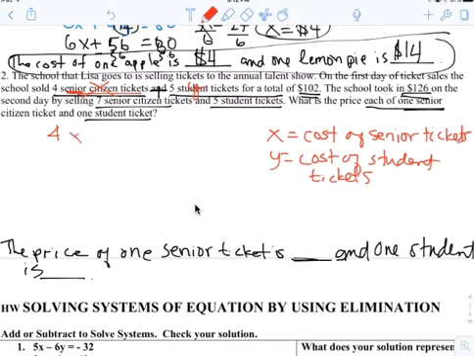So 4x plus 5y equals $102. And the other one is the school took in $126. They took in that much on the second day for selling 7 senior tickets plus 5 student tickets.